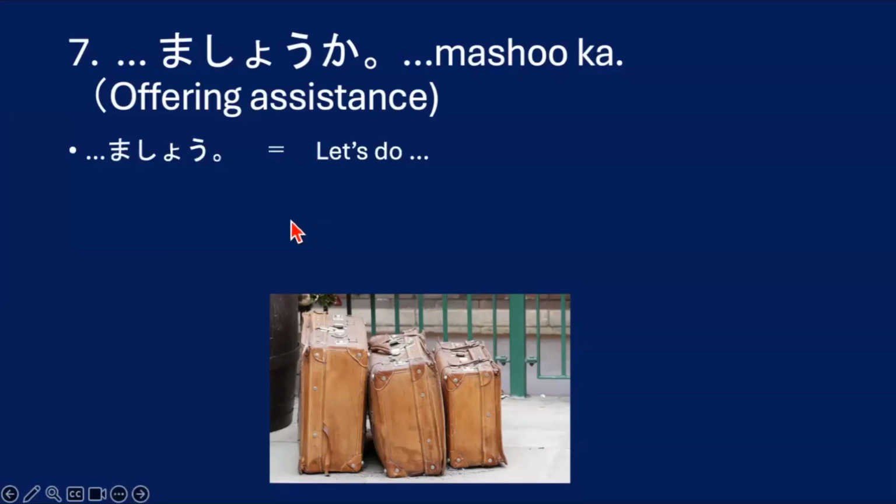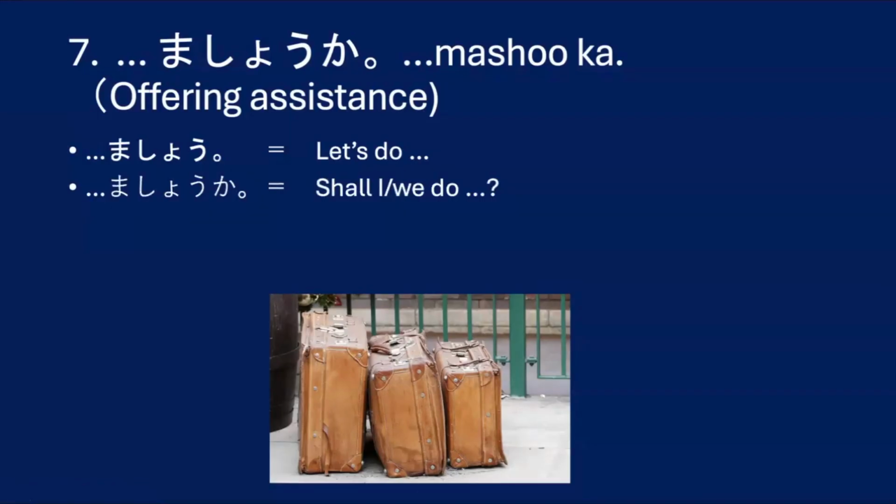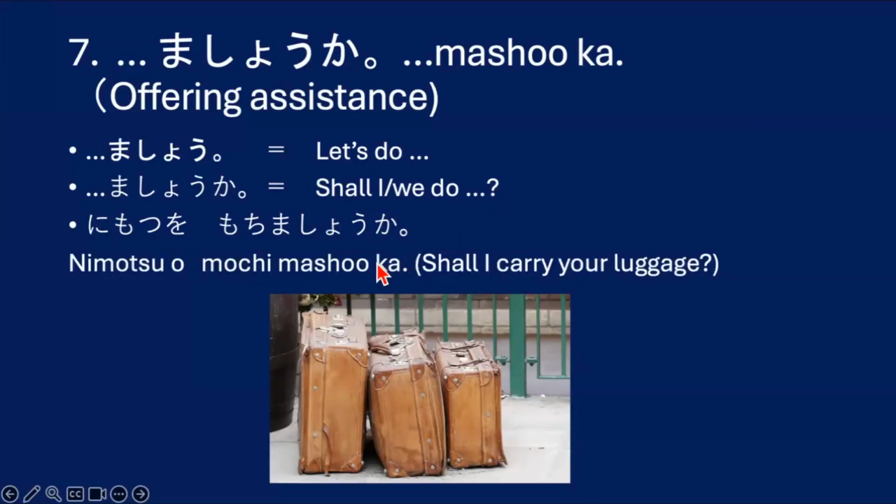So, ましょう was let's do something. Okay, let's see. 勉強しましょう. Let's study. And 勉強しましょうか could be shall I study or shall we study together? That kind of thing. But also, depending on what you say you're gonna do, it could be assistance. 荷物を持ちましょうか? So, shall I carry your luggage? Meaning, can I help you carry the luggage? Very nice way of politely asking or offering assistance. 荷物を持ちましょうか?